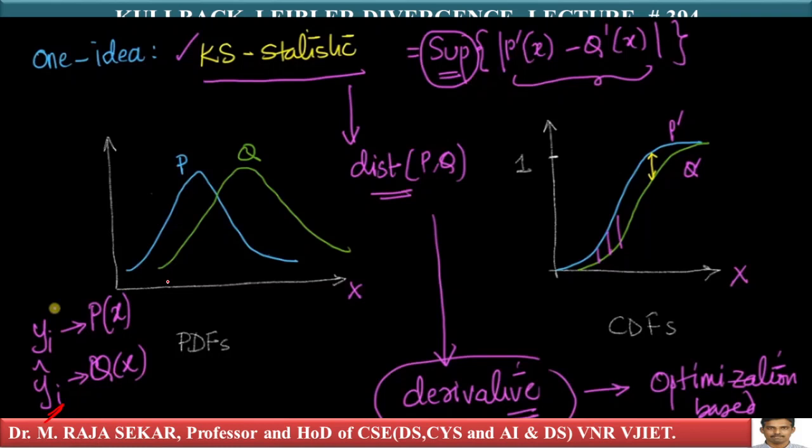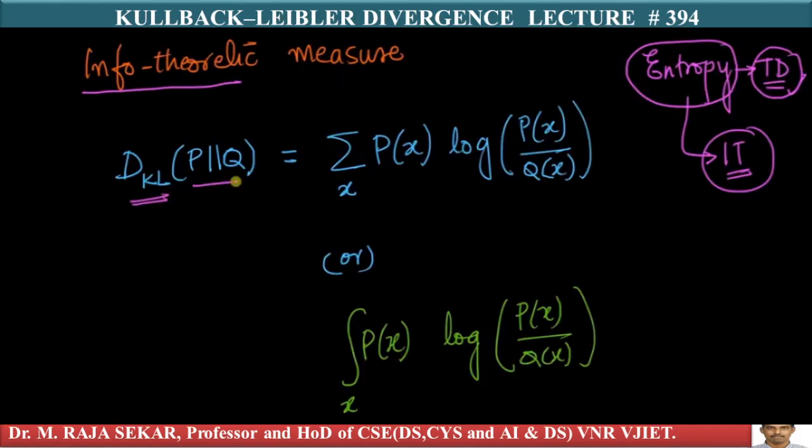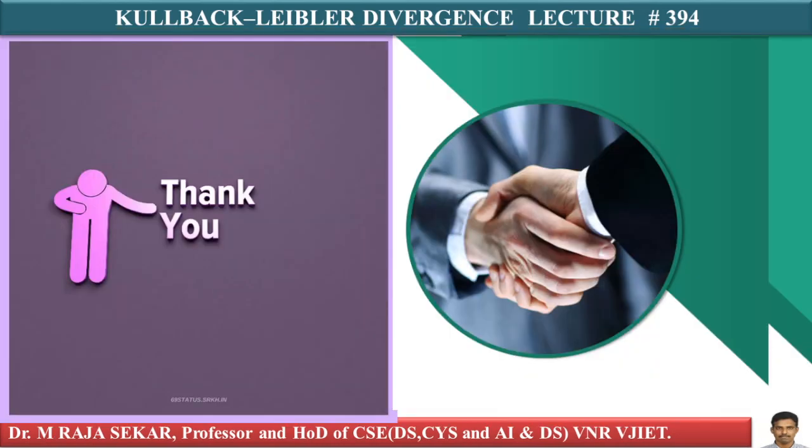Just go through this lecture, try to understand this one. Here the biggest problem with K statistics is it has a mod value, which is not differentiable. If it is not differentiable, I cannot use optimization based methods. We will try to understand what KL divergence is in my next lecture, lecture number 394. For the time being, just understand there is a drawback with K statistics: it is continuous but not differentiable, but differentiability is required in many optimization algorithms.